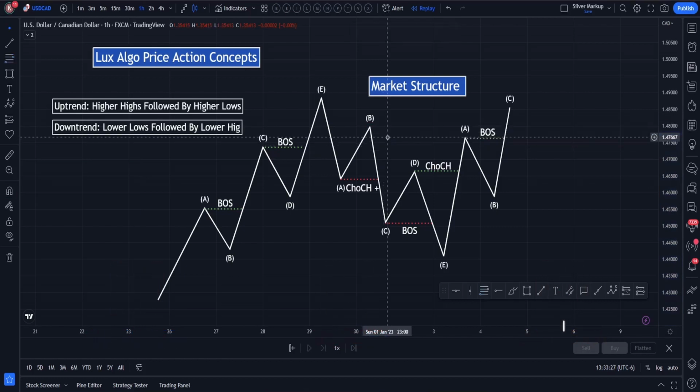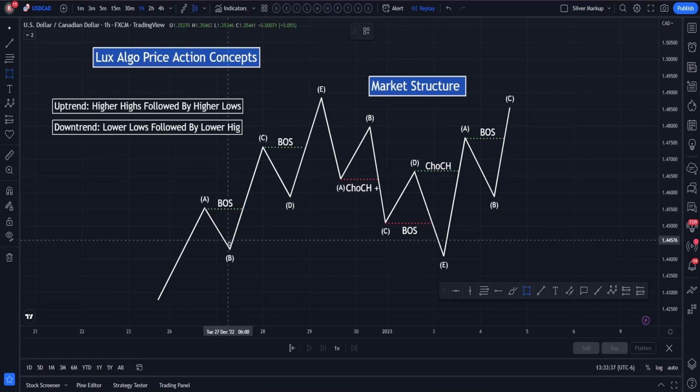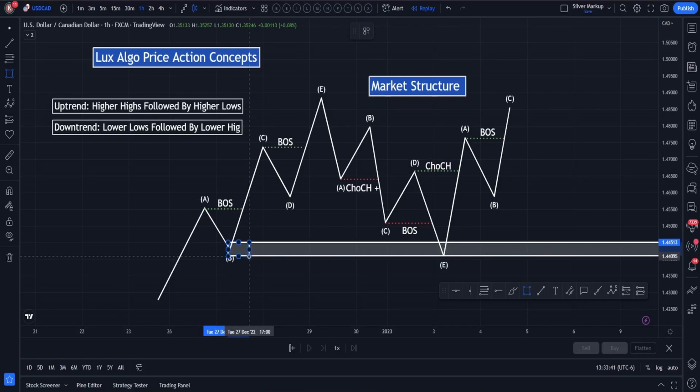There are also other aspects of the price action concepts with Lux Algo, where you have what's called an order block. So down here with this break of structure, below here could have been an order block, and you have an area where the market could react from, and people will trade that early buy because they're going off of the order blocks that are in Lux Algo.